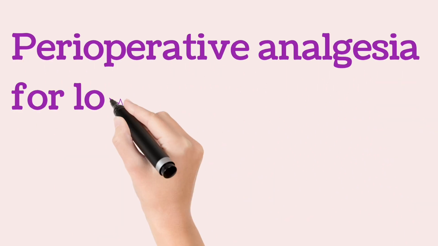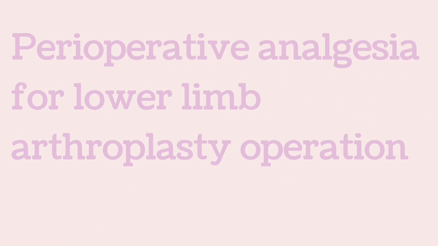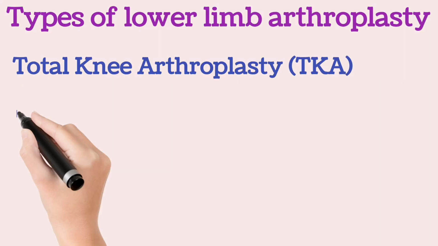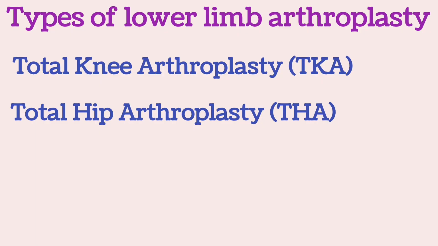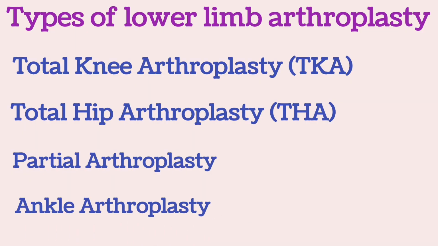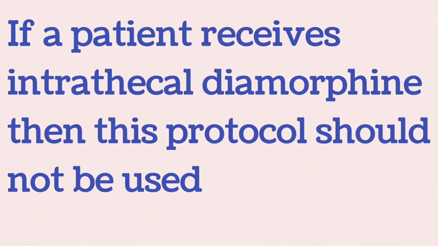Perioperative analgesic protocol for lower limb arthroplasty operation. Lower limb arthroplasty operations include total knee arthroplasty, total hip arthroplasty, partial arthroplasty of knee or hip joint, and ankle arthroplasty. If the patient receives intrathecal diamorphine, then this protocol should not be used.